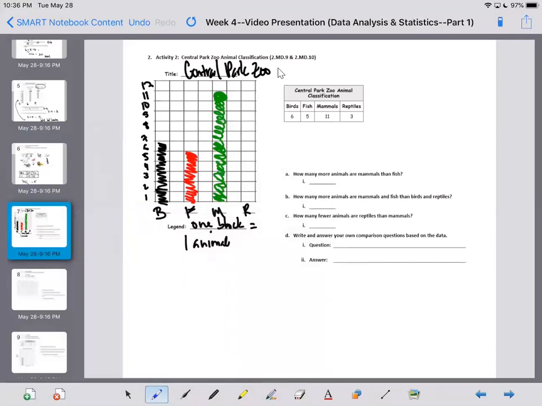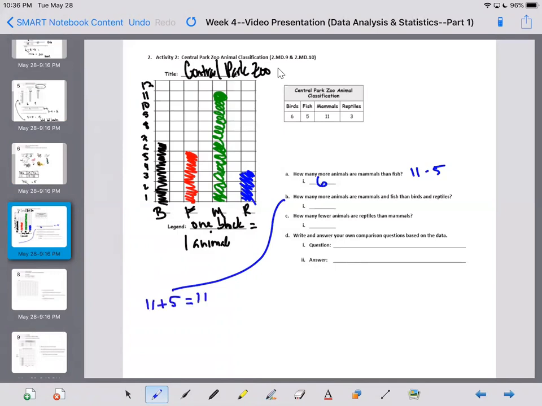So how many more animals are mammals than fish? So we're looking at the mammals of 11 and the fish of 5, and we would see that there's 6 more mammals than fish. How many more animals are mammals and fish? Well, mammals and fish would be 11 plus 5, which would be 16.